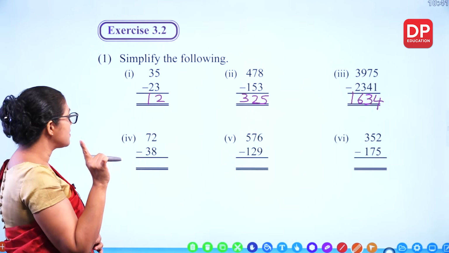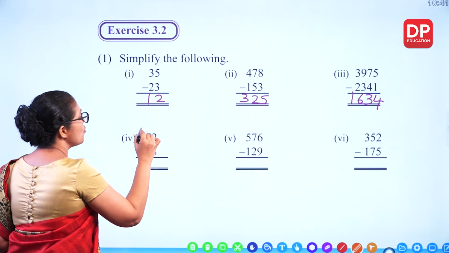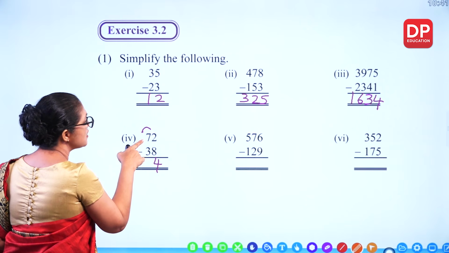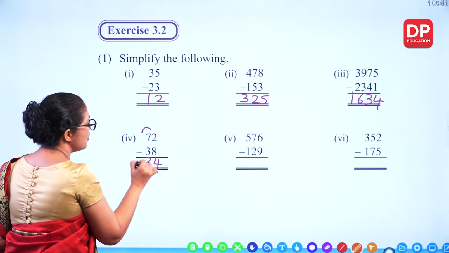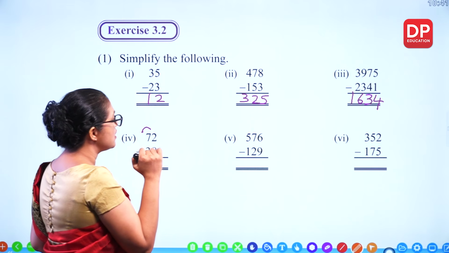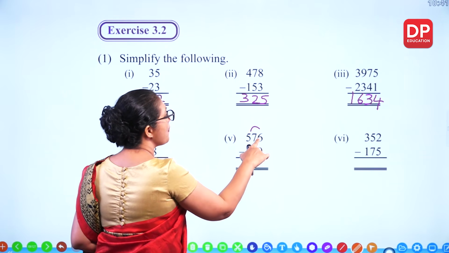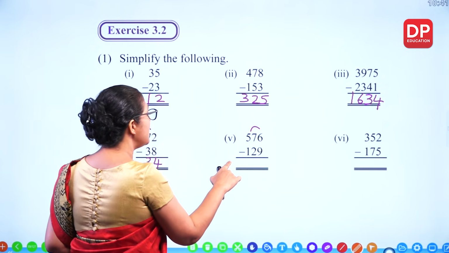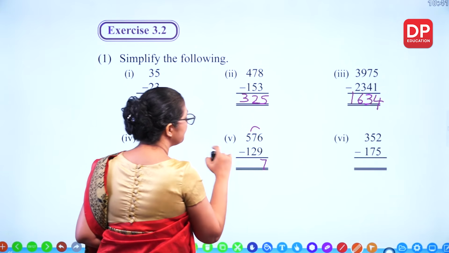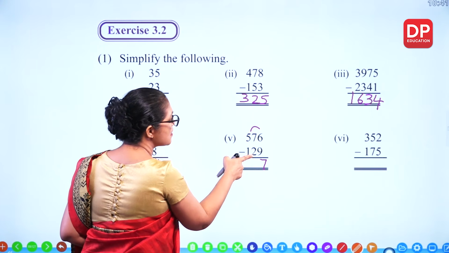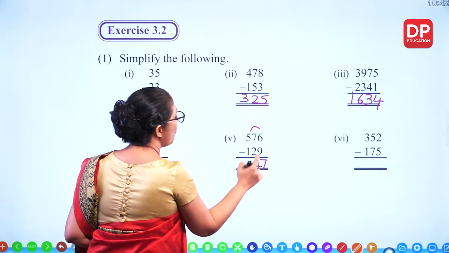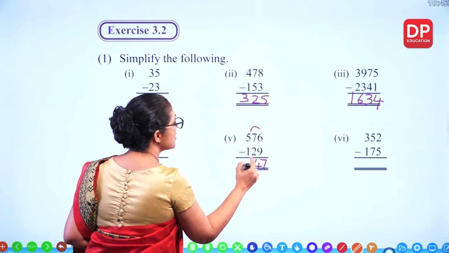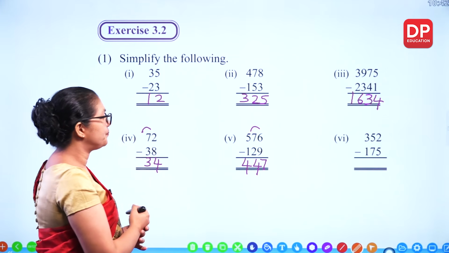This one, you can't subtract 8 from 2. So you have to take 1 from there. So 12 minus 8 becomes 4. So this becomes 6. 6 minus 3, you get 3. What about this one? Take 1 from here. 16 minus 9. So what is 16 minus 9? You get 7. Then this becomes 6. 6 minus 2, you get 4. And here, what's the number here? So this is 5 minus 1, you get 4.